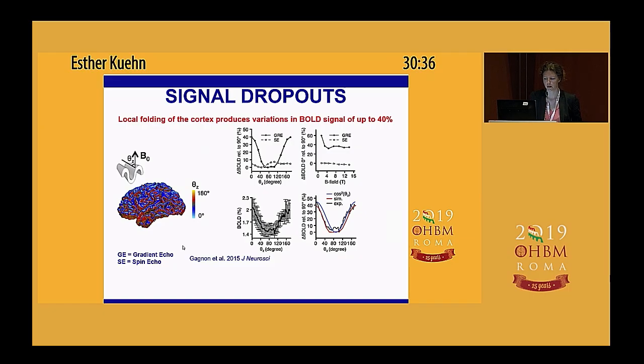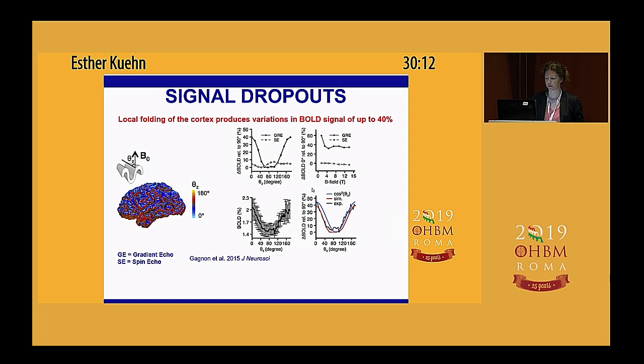Here the authors modeled the contribution of the cortical surface with respect to the static magnetic field. Here you see this phi z angle, which shows that there is a very different orientation of the different areas of the cortex with respect to this magnetic field, just shown in this vector. And you see a strong dependence of the BOLD signal on the orientation of the cortical surface to the B0 magnetic field. It can be a variation of up to 40%, which is quite dramatic, I think.